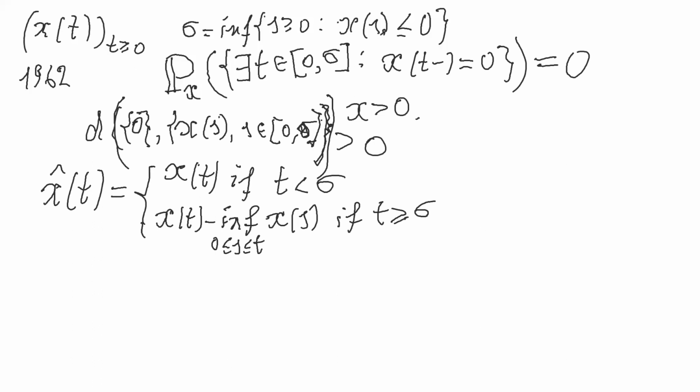It can be found, for example, in the book by Bertoin devoted to Lévy processes, that this process X hat of t is a Markov process. And its transition probability density can be calculated in the following way.